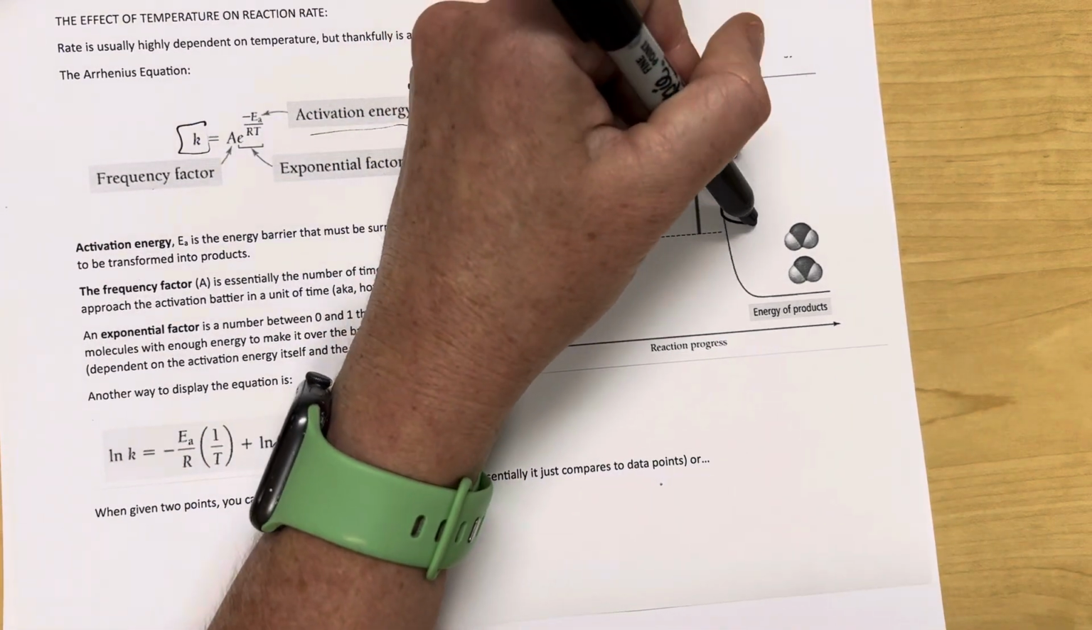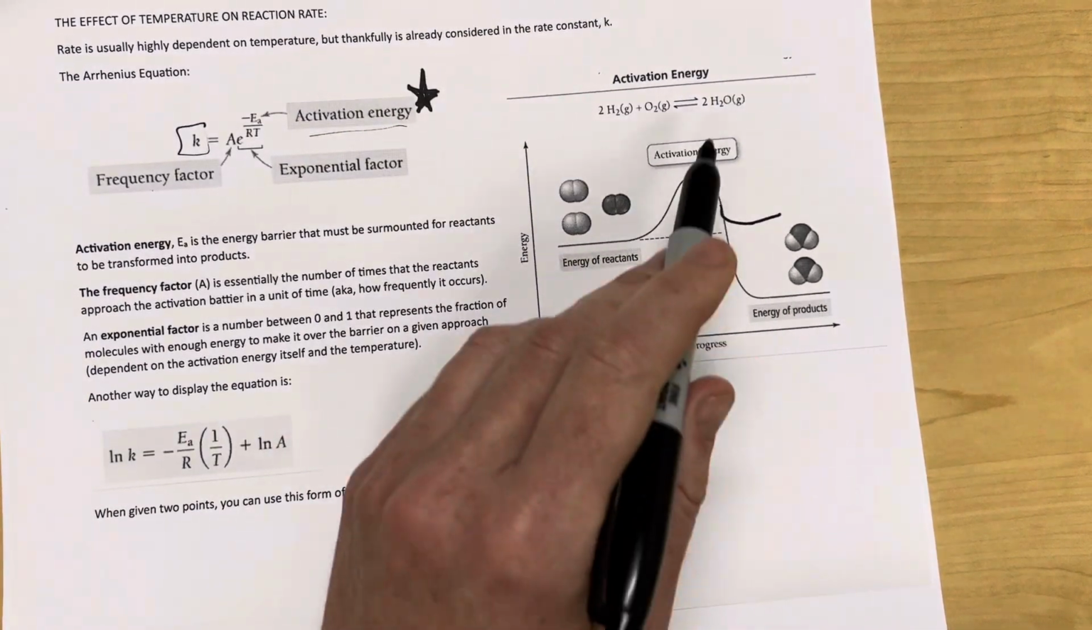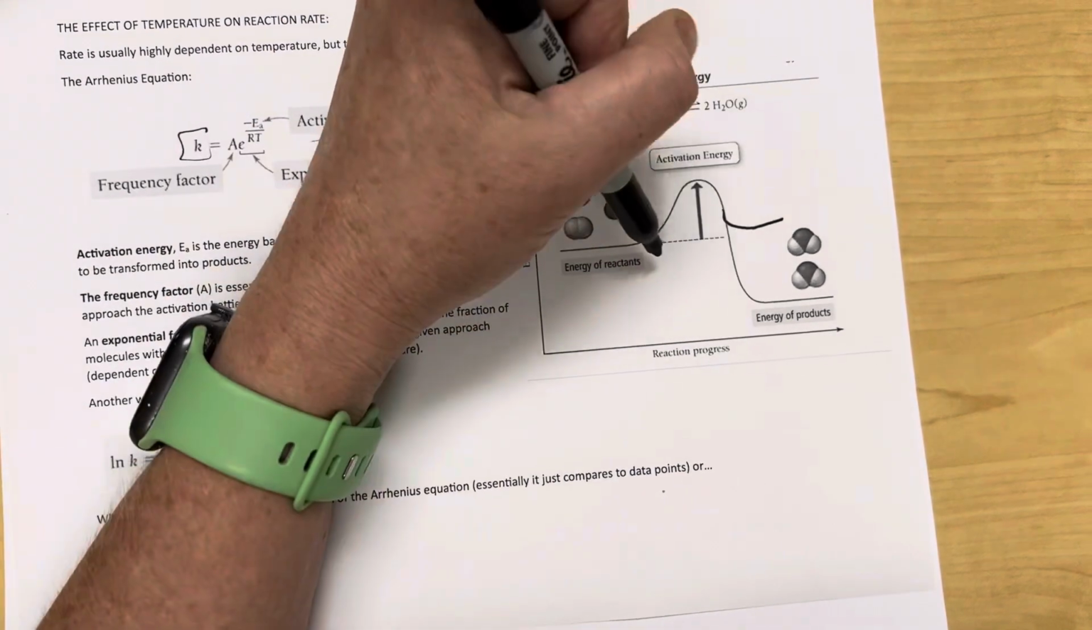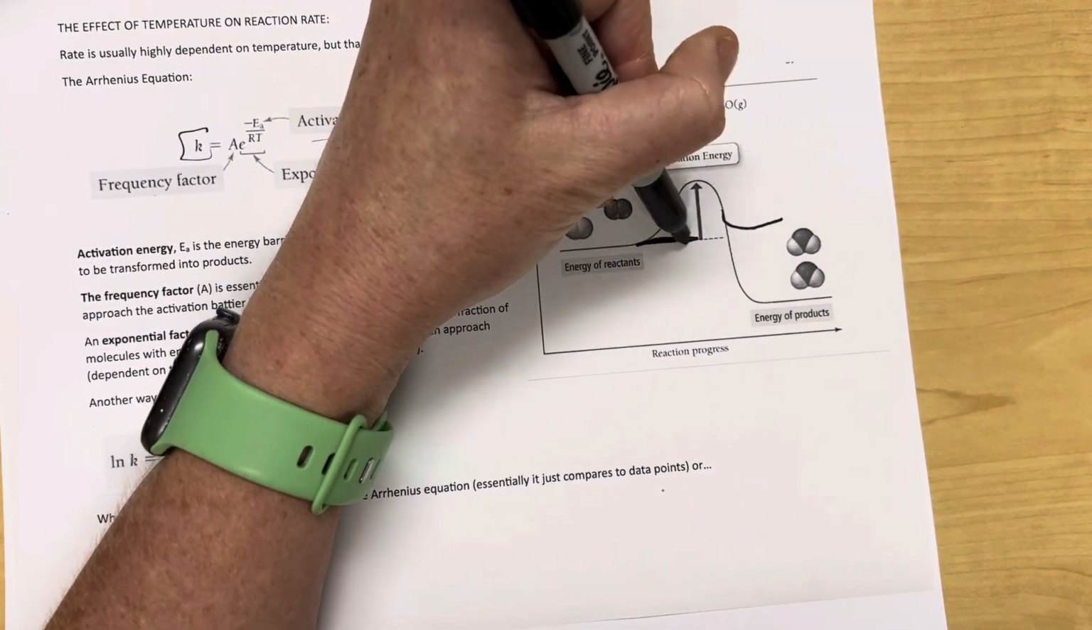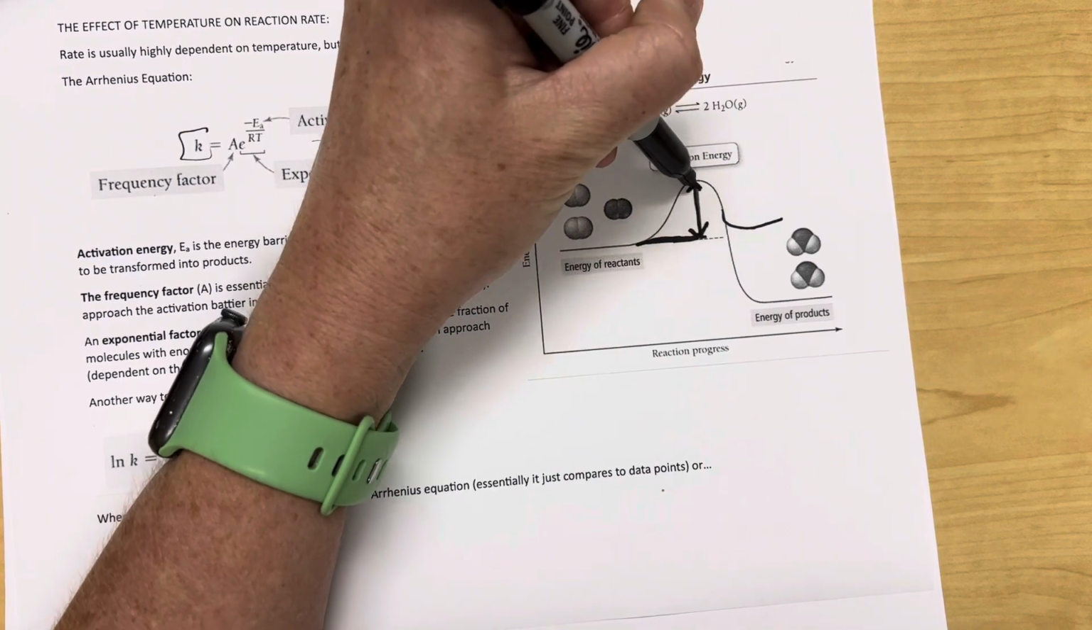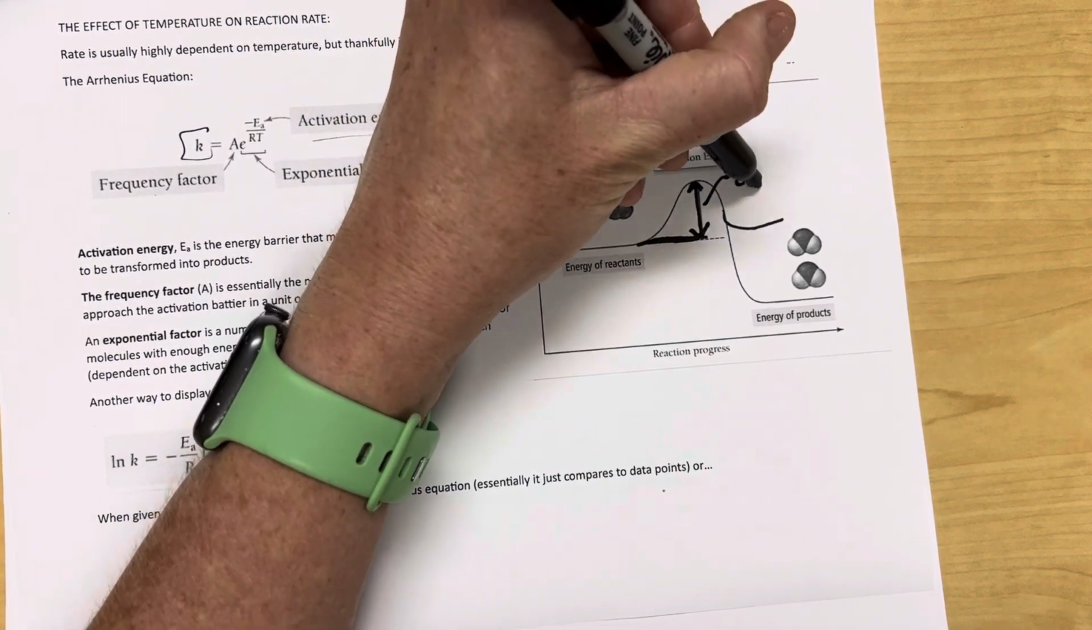The products could have ended here just as well. So don't be too frustrated by this. What's important is that the energy from where we started to the top of this hump, that whole thing, is called the activation energy. That's the E sub A.